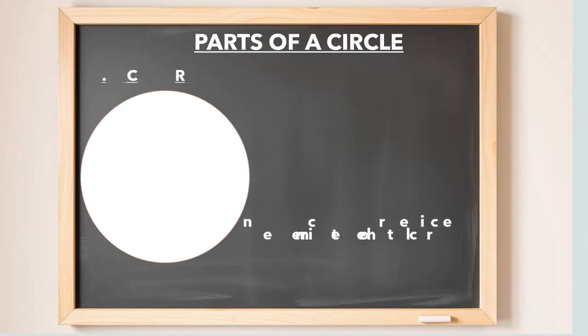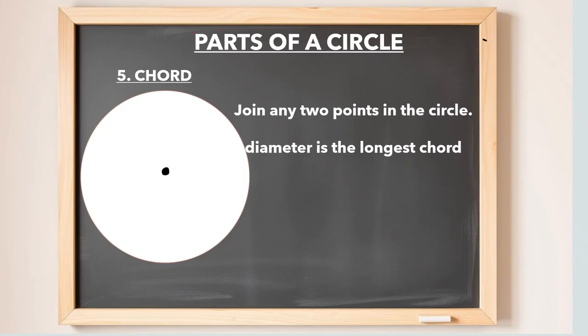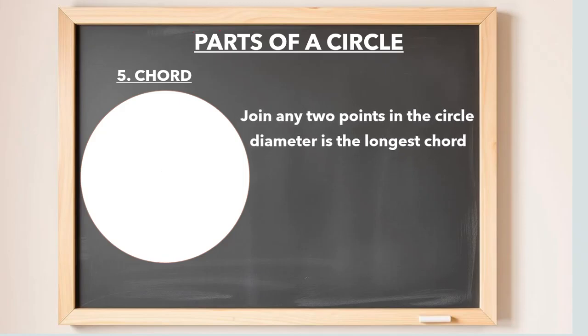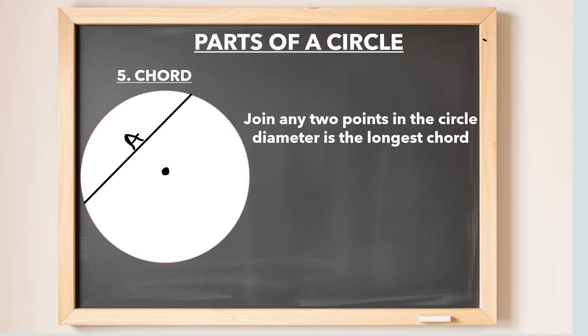Next, we talk about a chord. A chord can also be in the form of a diameter. A chord joins any 2 points in the circle. So the other way around, you can say all diameters are chords, but not all chords are diameters. What does this mean? Look at this. A, this is a chord. It joins any 2 points you can see from the circumference on the circle. This is a chord.